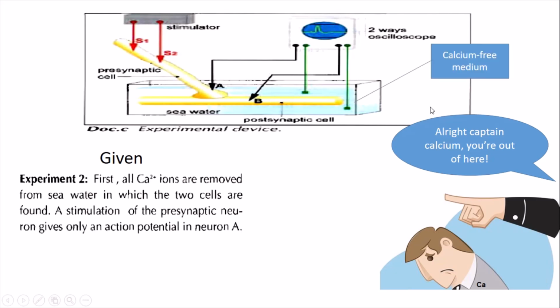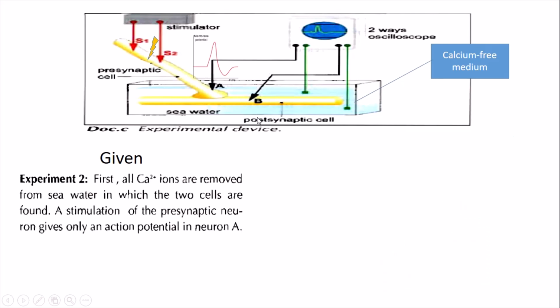So now the water, or the medium, is calcium free. Then we apply a stimulation on neuron A, and we get a result only in A. This is similar to the first experiment. The stimulation is on A, but this time with no calcium in the water, the result is only recorded in A but nothing on B. So let's start with the analysis.